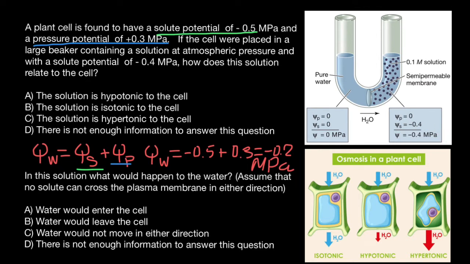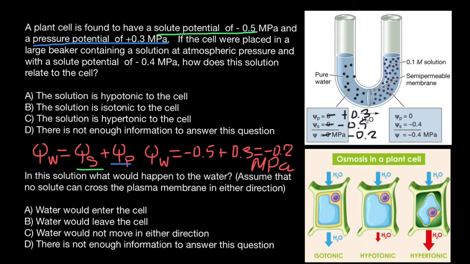Let's also change this left part, because we know that inside the cell, solute potential is minus 0.5 and pressure potential is plus 0.3. So when we add these two numbers, we are getting water potential, which is minus 0.2. And according to these numbers, of course, inside the cell we don't have pure distilled water, but instead we have also here some solutes.